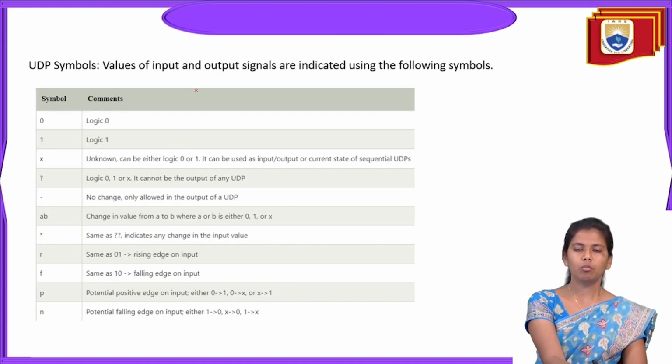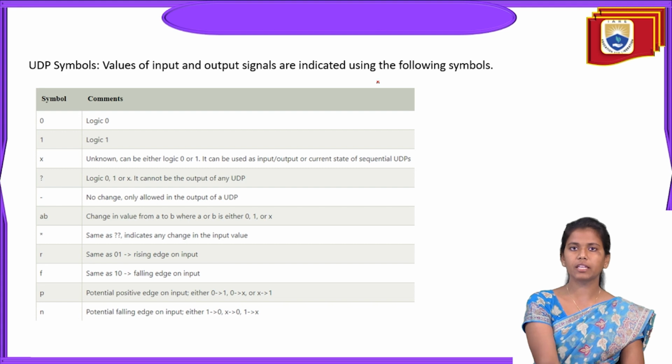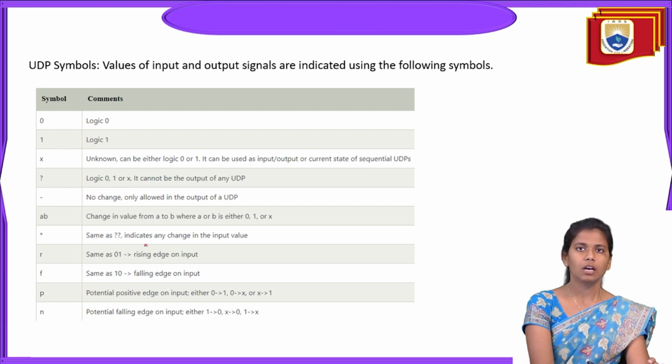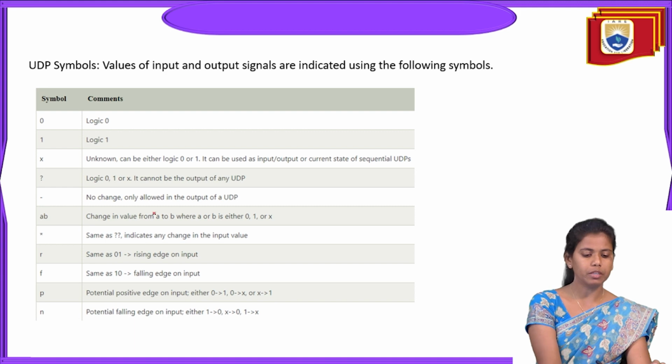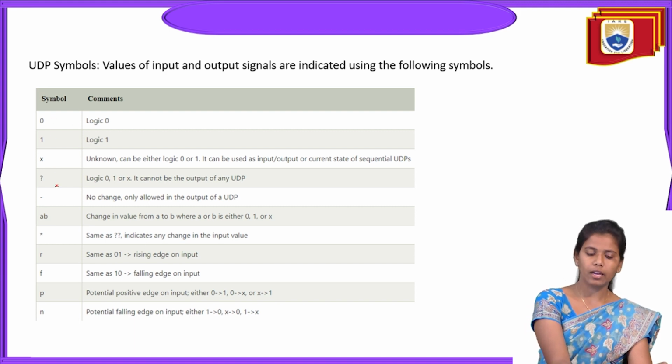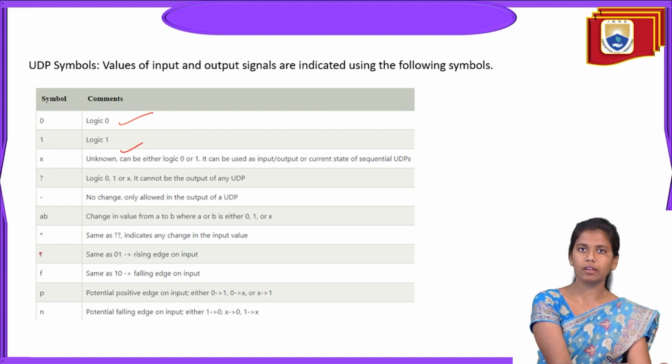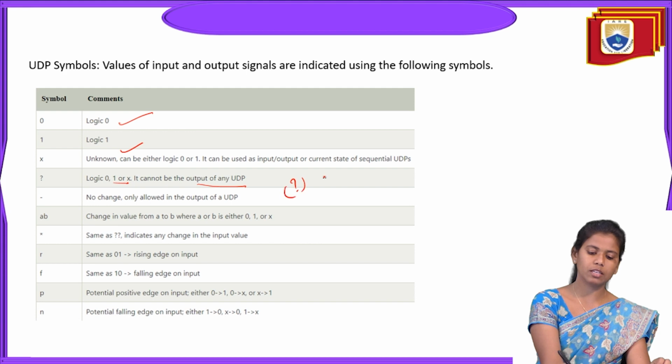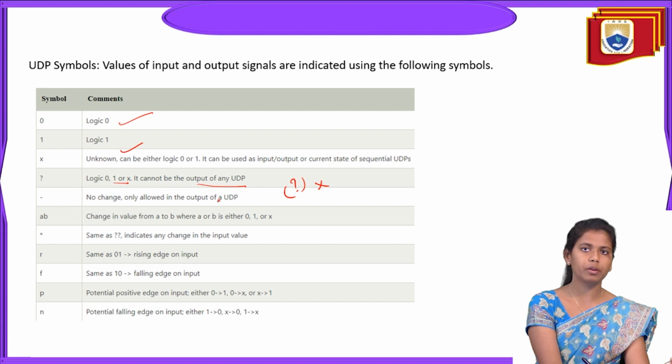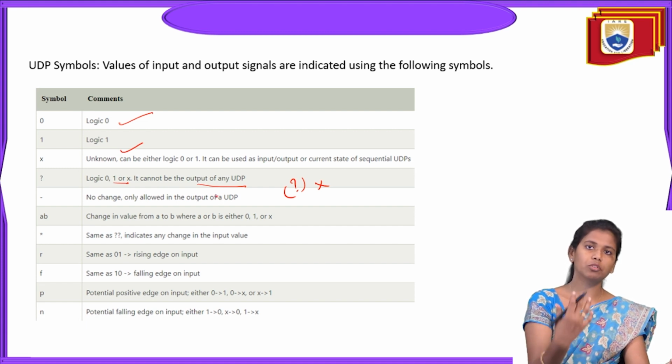UDP symbols: values and input and output signals are indicated using the following symbols. These are a few symbols pertaining to user defined primitives: 0, 1, X and so on. We know 0 is logic 0, 1 is logic 1, and X is the unknown value, it could be either 0 or 1. Question mark is logic 0, 1 or X. It cannot be the output of any UDP. So if you find a question mark, it cannot be any output. It is out of context.